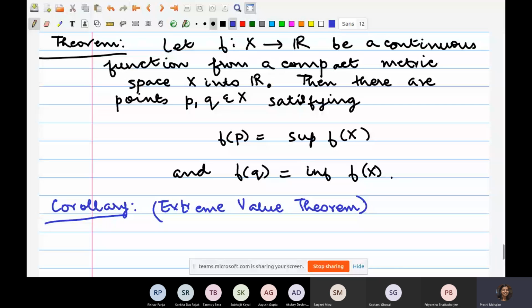So instead of any compact metric space, I will look at f as a function from a closed and bounded interval [a, b]. This is an example of a compact set on the real line. So let f be a real valued function defined on the closed and bounded interval [a, b], and suppose that f is continuous.